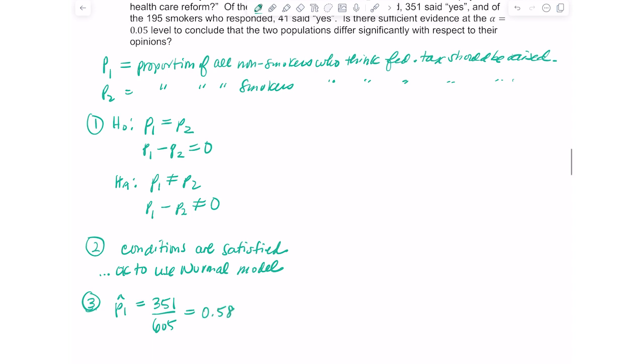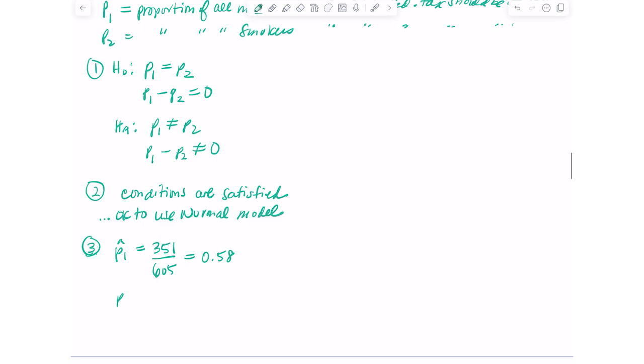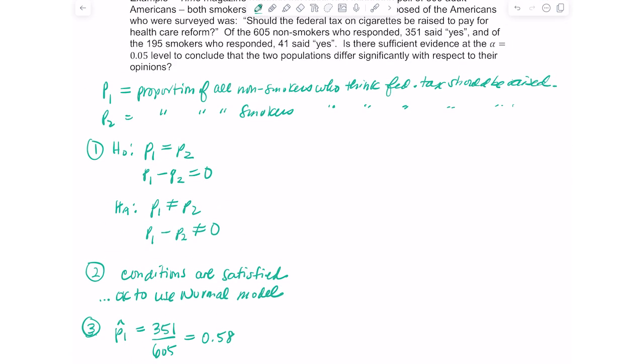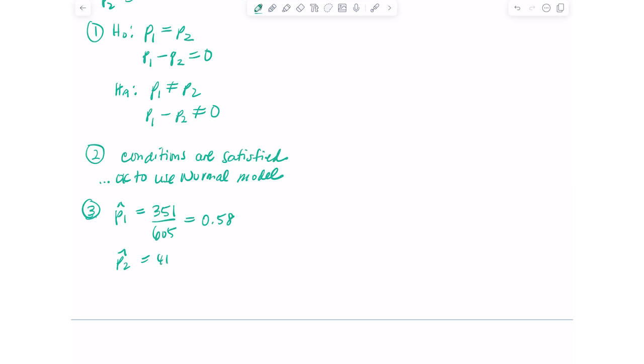And then p hat 2 is the same, except it's for the smokers. So that was 41 out of 195. And that equals 0.21.